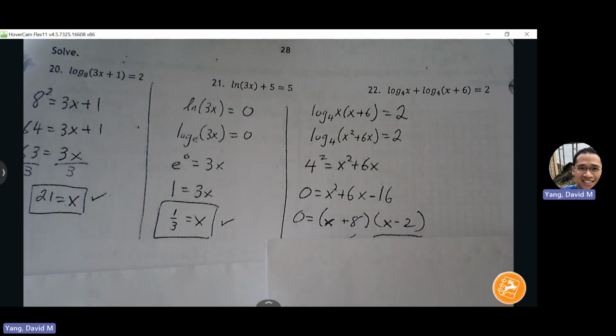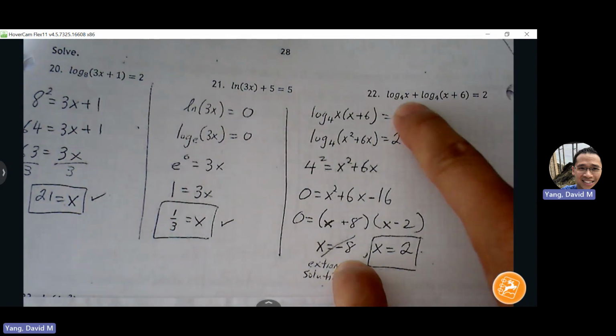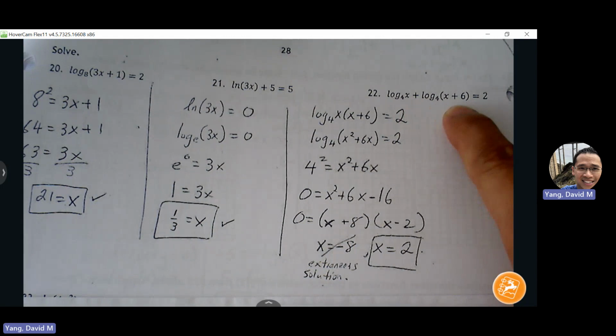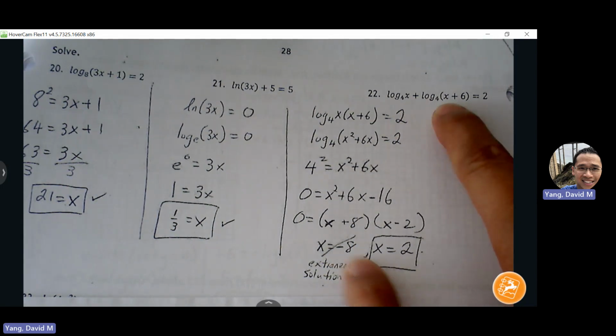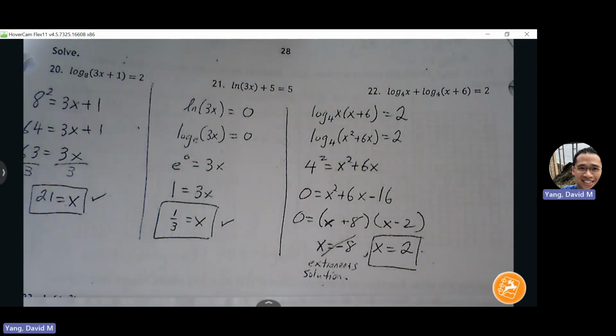Okay, multiply to be negative 16, add to be 6, 8 and negative 2, solve for x. I got x equals 2 and x equals negative 8. I'm going to test both of them in both of the log terms. The 2 is fine, doesn't cause any issues. The negative 8, if it causes an issue with either of the log terms, we have to remove it as an extraneous.